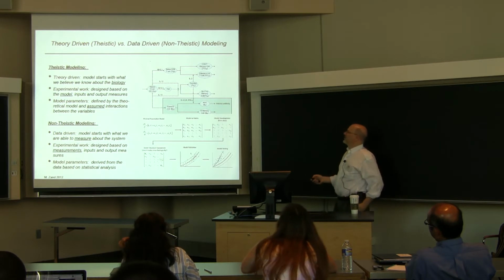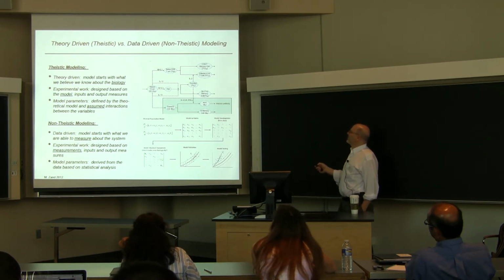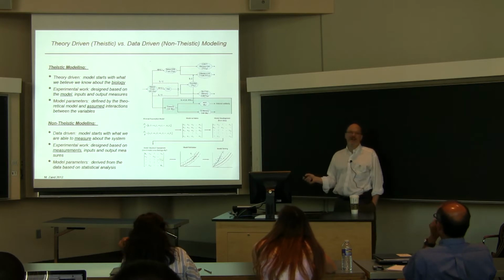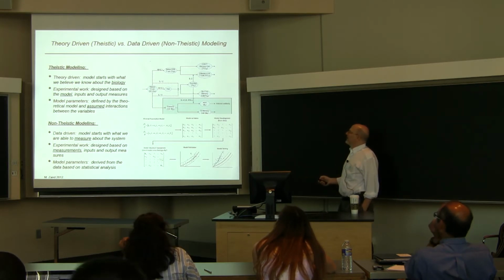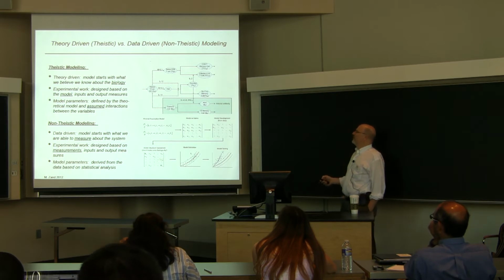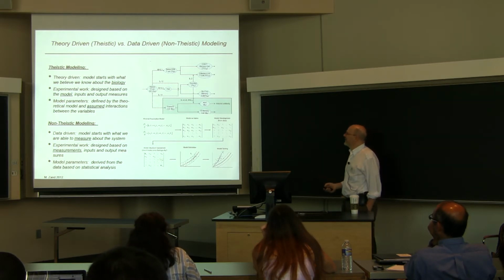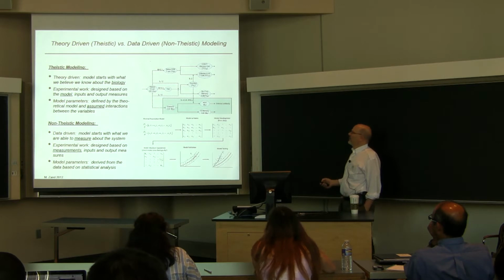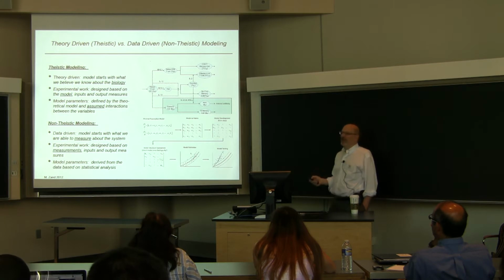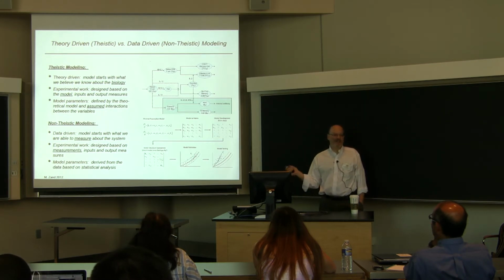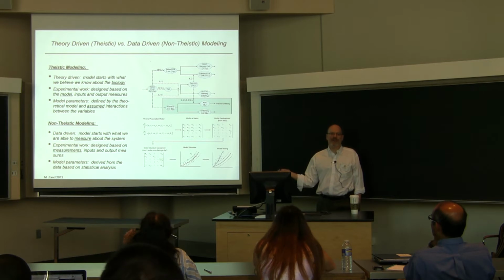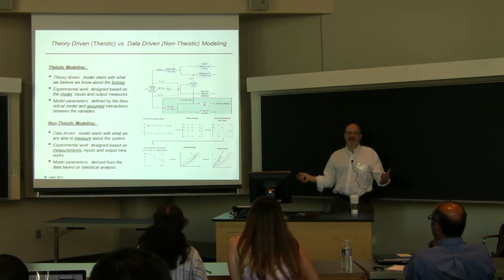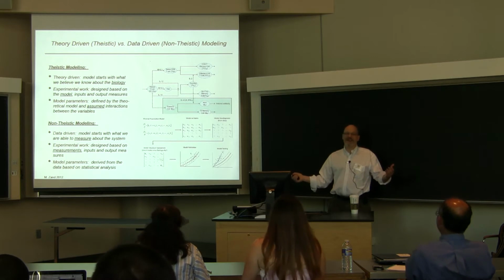So when you build those kinds of models, which tend to look like flowcharts or the diagrams that we're very comfortable with, those kinds of models start with what we believe we know about the biology, hence theistic. And the experimental work is designed based on the model, inputs and output measures. And the model parameters are defined by the theoretical model and assumed interactions between all of these elements of the modeling that we think are important. Okay? So what's the obvious issue with these models? Lots and lots of assumptions.